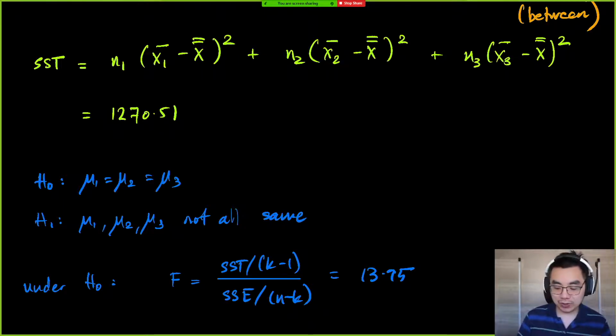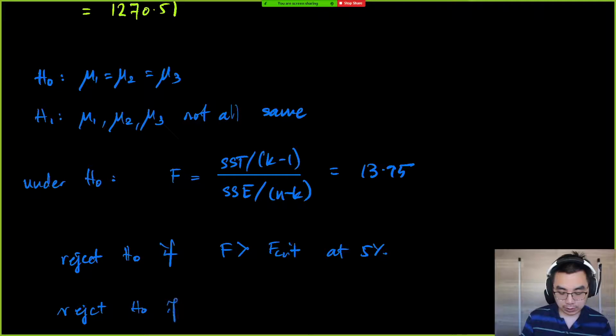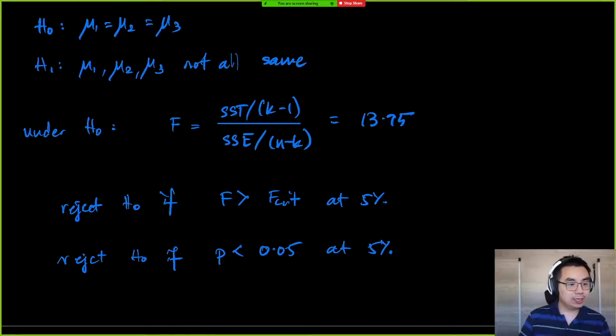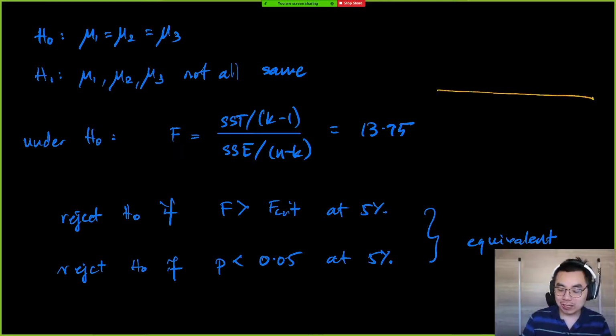All right, so here you have two choices. You can say you reject H0 if F is greater than the F critical value, let's say at 5%, or you can reject H0 if the p-value is less than 0.05 at 5%. Either is fine. These are actually equivalent statements. Why are they equivalent? Because one is comparing the x value and one is comparing the area.